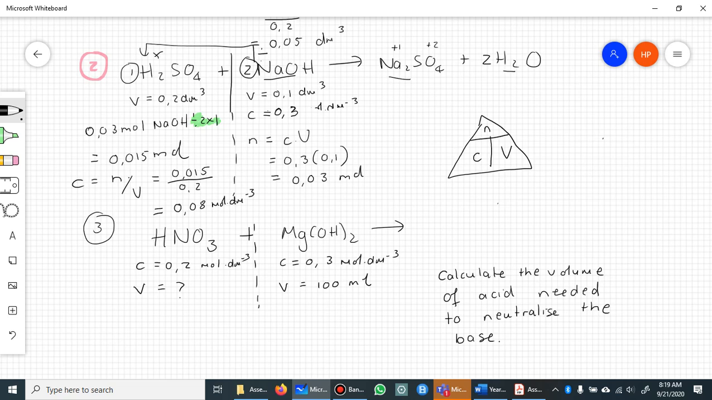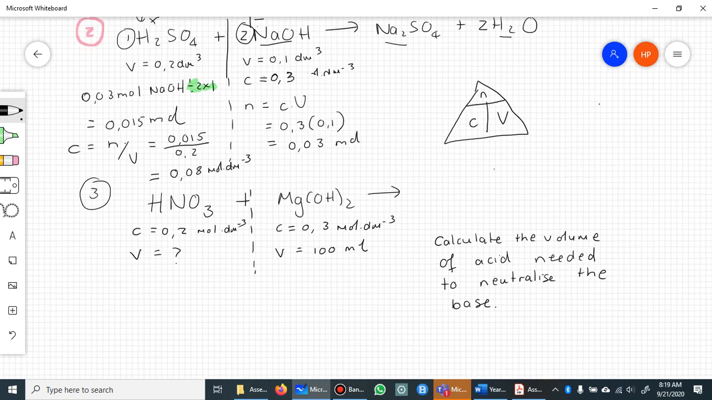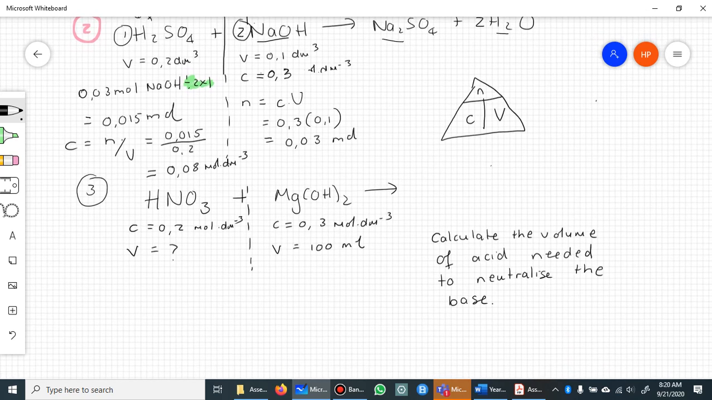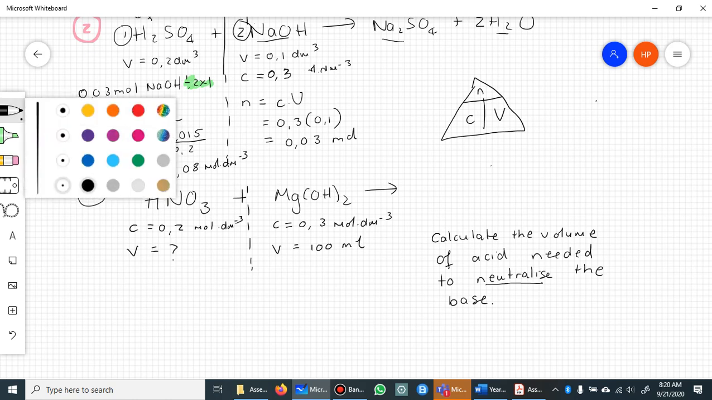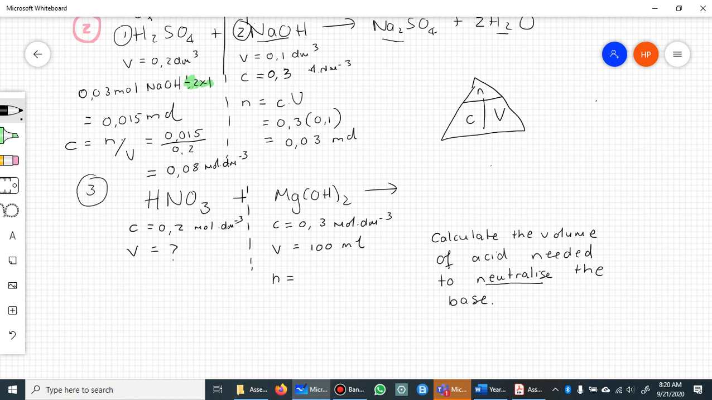Awesome. Okay, let's go to the next one. Okay, the next one, they said calculate the volume of acid needed to neutralize the base. If it wasn't neutralized, then we couldn't do this question, right? It has to say it has to neutralize it. Okay, so let's start with the one we have most information on. Let's start here. So n is equal to C times V. So 0.3 times, okay, 100 mil.